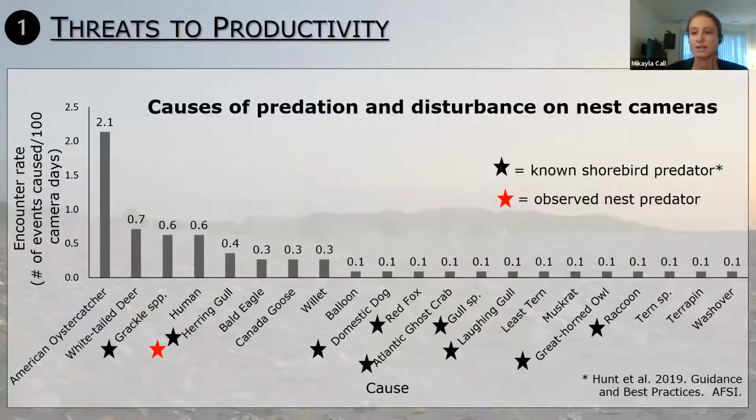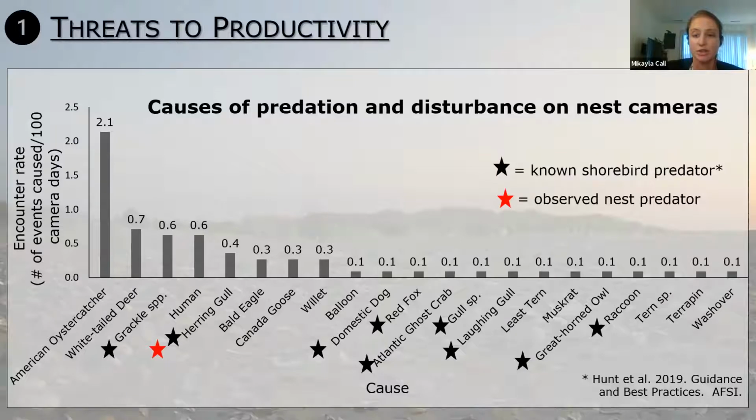To assess threats to nest success, we extracted predation and disturbance events from each nest camera. We defined predation as any event that resulted in partial or complete clutch loss, while disturbance was any event that resulted in the incubating adult leaving the nest. We recorded all causes of these events, including non-predator species, humans, overwash, and in 1 case, a balloon.